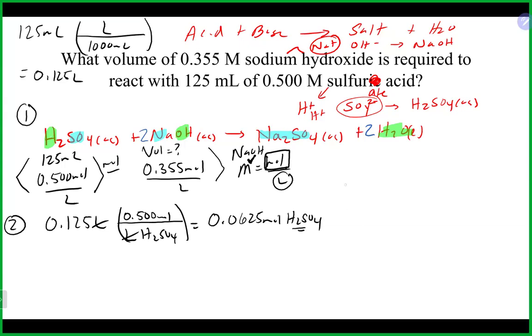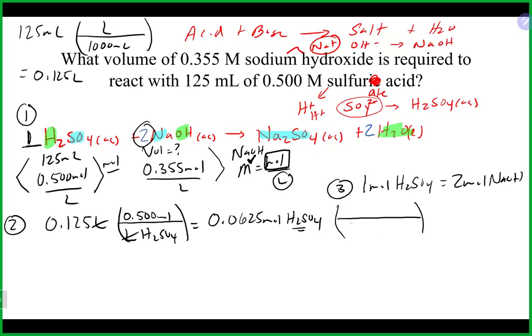So the third step would be to find the mole-to-mole relationship, and in this particular case, it is a 1 to 2 relationship from the equation. So for every 1 mole of sulfuric acid, you get actually 2 moles of sodium hydroxide. So finally not a 1-to-1 here. So we'll use that for our third step. 1 mole of sulfuric acid, 2 moles of sodium hydroxide. And we will end up with 0.125 moles of sodium hydroxide.